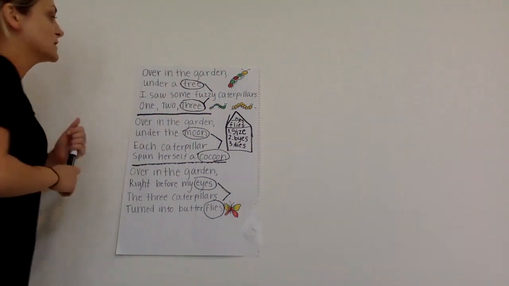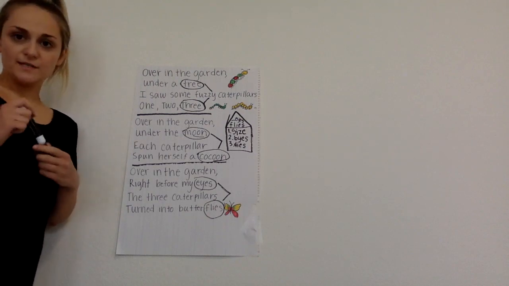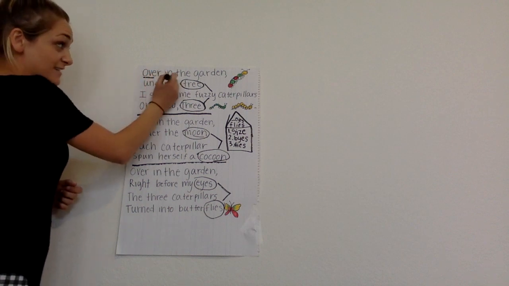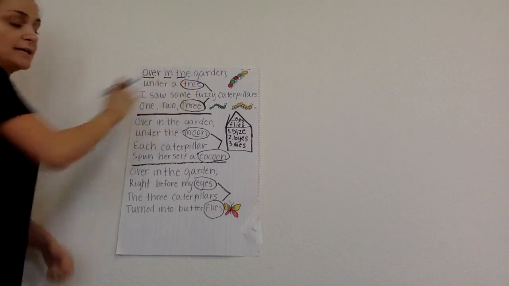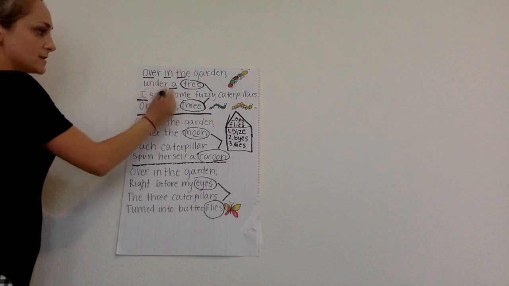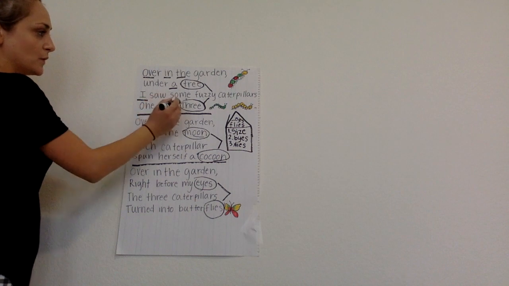So let's look at the 1st section. Over in the garden. What are the sight words in that sentence? Very good. Over, in, and the are all sight words. Under a tree, I saw some fuzzy caterpillars. 1, 2, 3.